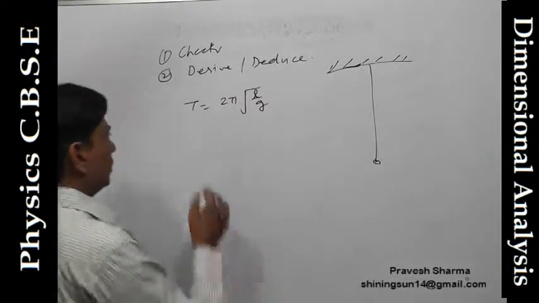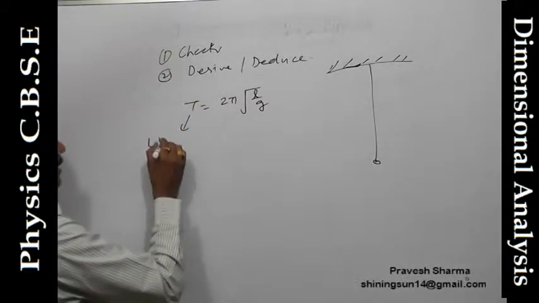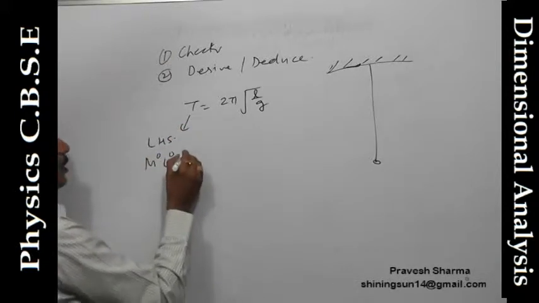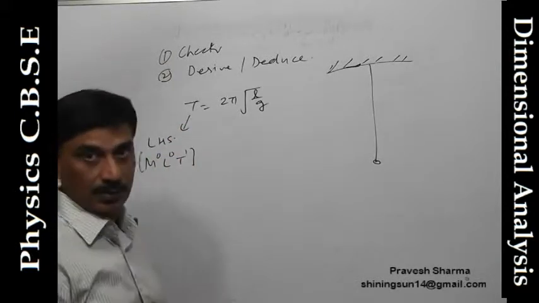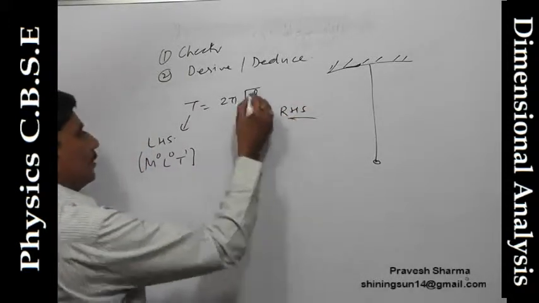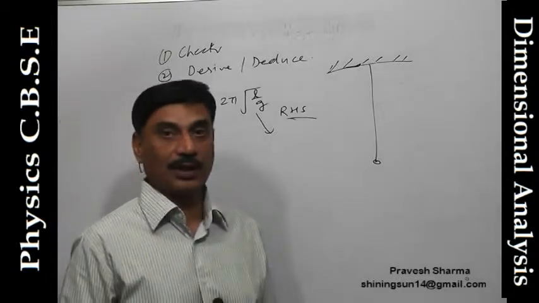Now let's find out. This is obviously the LHS. What are the dimensions? M0 L0 T1. Obviously that is the dimensional formula for this. What is the dimensional formula for the RHS? This is the RHS, this is the LHS. Now come to this RHS, the dimensional formula for RHS.